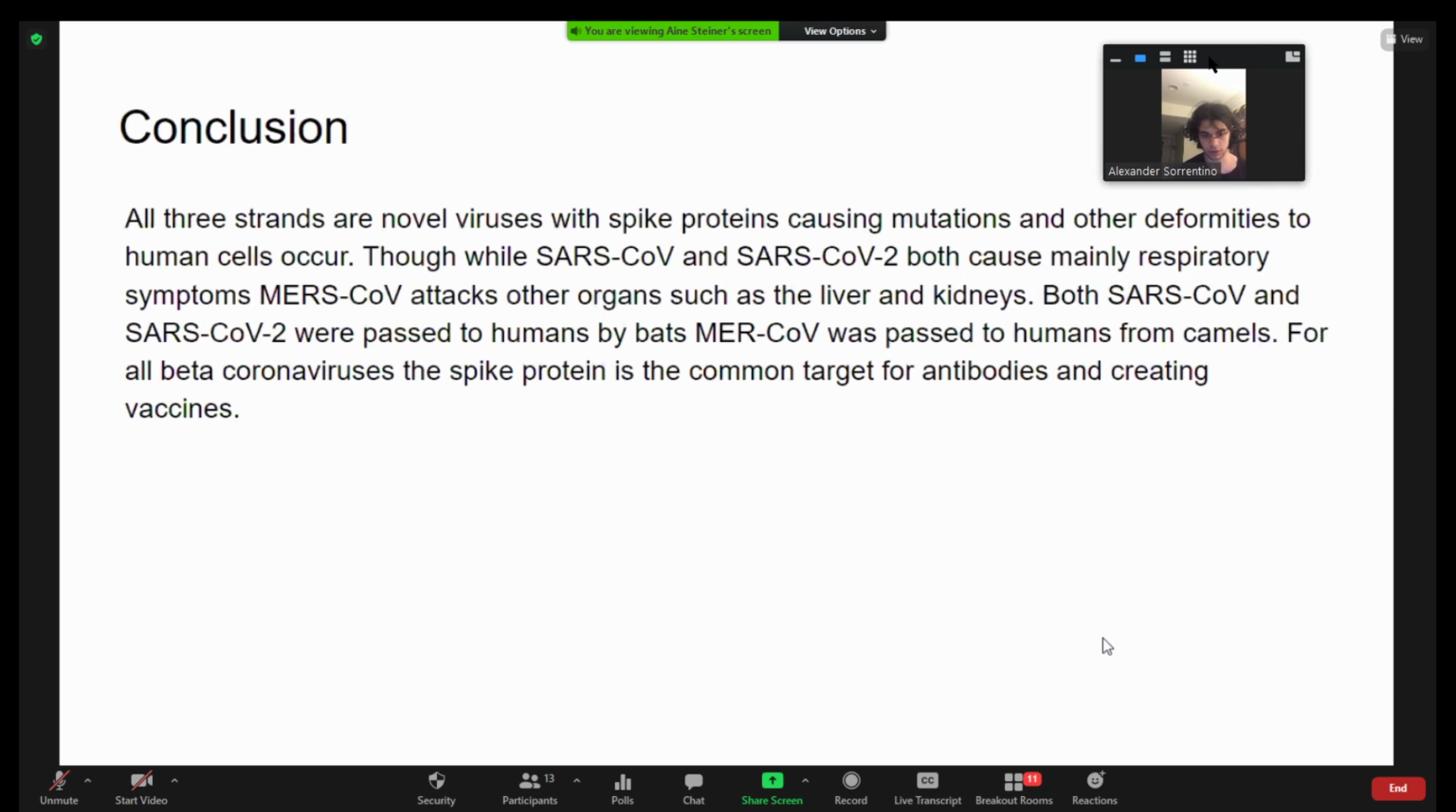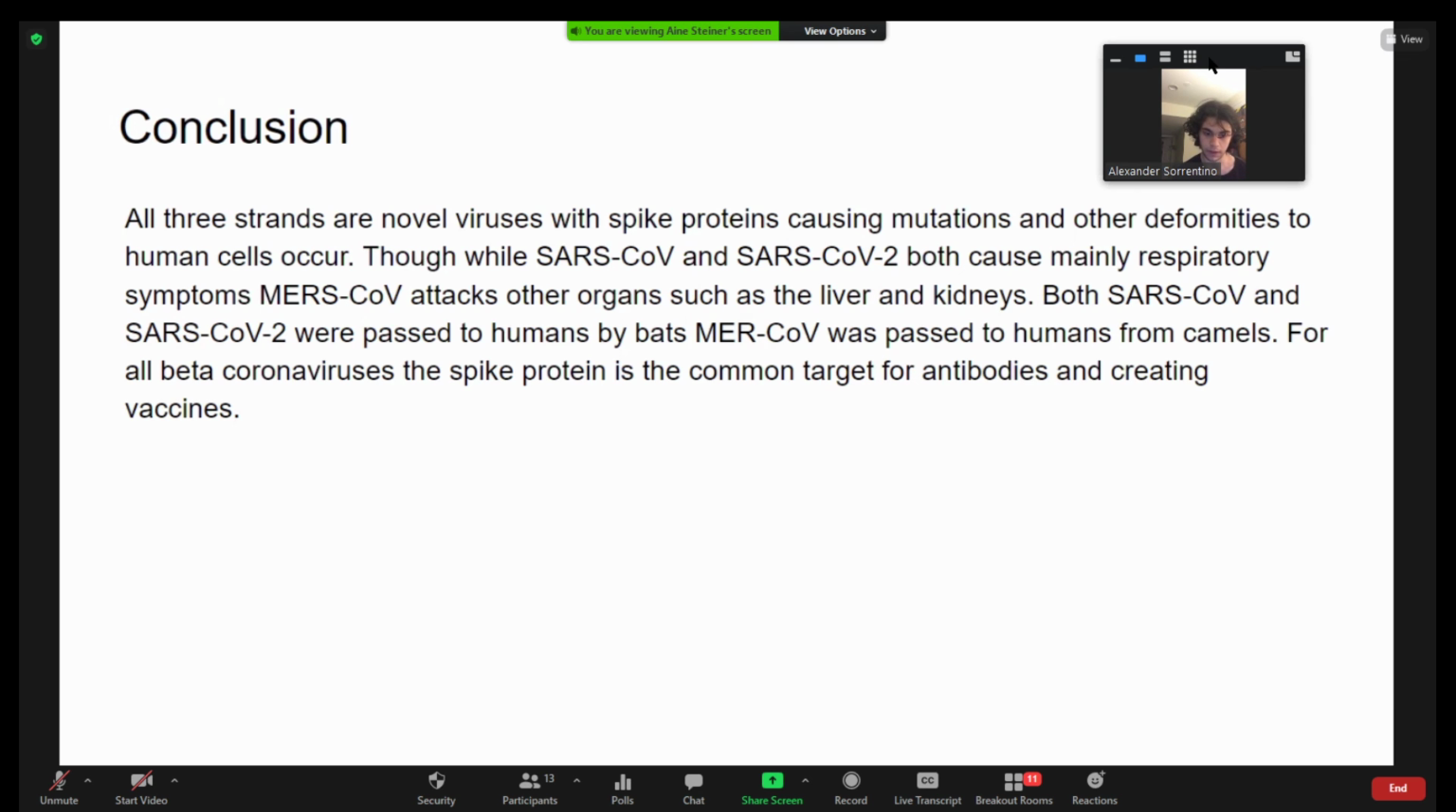Yeah, in conclusion, we did check out all 3 of the strains of the virus, where spike proteins cause mutations and all other deformities to the human cells. Though SARS-CoV and SARS-CoV-2 both caused mainly respiratory symptoms within the breathing system, MERS goes for other organs such as the liver and kidneys. So they both target different things within the body. They're not exactly the same here. Both SARS and SARS-2 were passed to humans by bats, which is a little bit similar to what's going on with COVID here, where MERS was passed from camels.